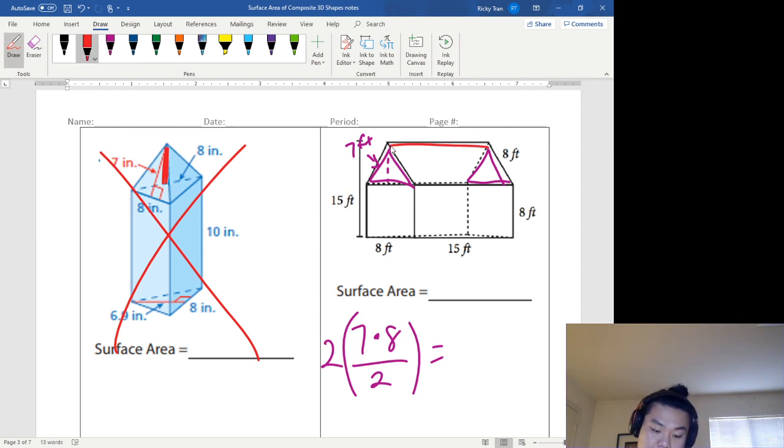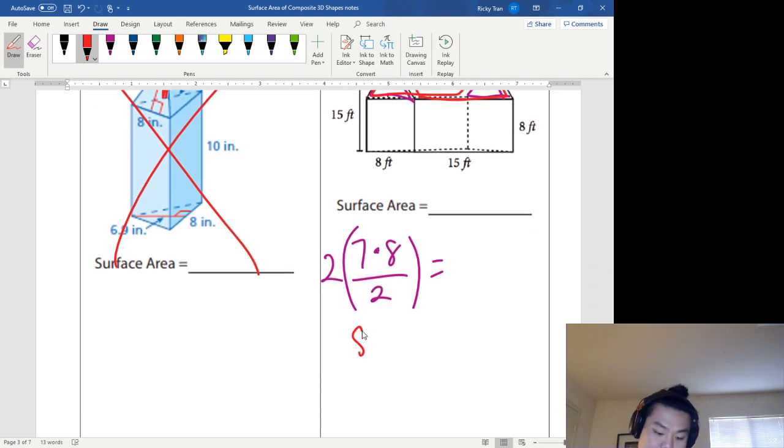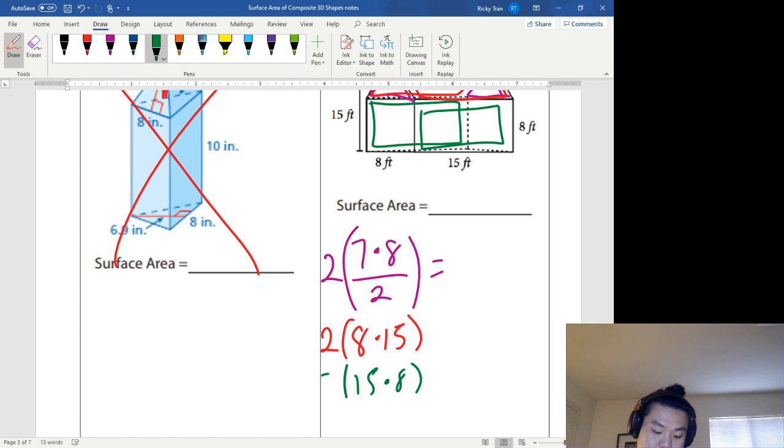Okay, then we have this top rectangle, and then the rectangle here. So that's going to be 15 wide and 8 feet long. So 8 times 15, and again, there's 2 of them. Now we have this back rectangle here and this front rectangle here, which is 15 times 8, which is, again, there's 2 of them. Then we have the front. Oops, nope, I used that color already.